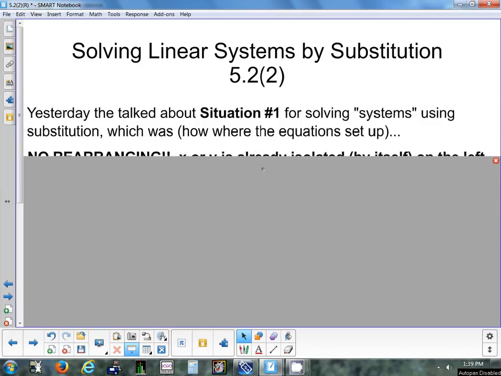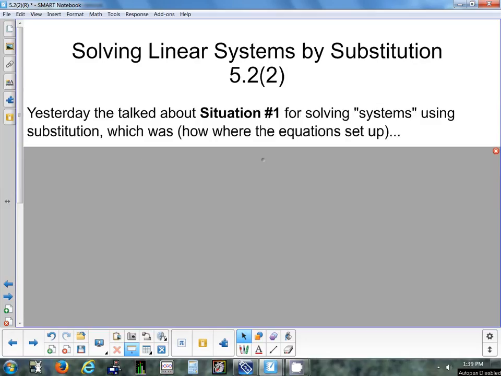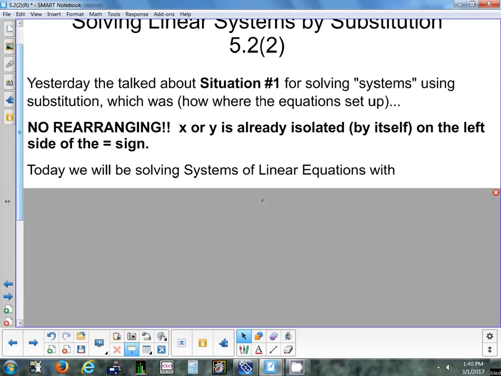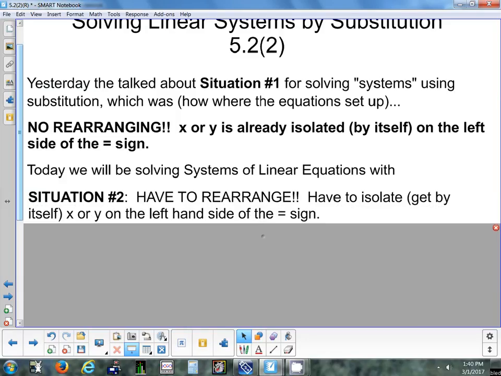So situation one, which we just talked about, had no rearranging. X or y was already isolated. It was all set to go. We could just plug it in. Now today, situation two. You have situation two on your notes, where today we're going to have to rearrange. We're going to have to isolate, or get by itself, x or y on the left-hand side of the equal sign.